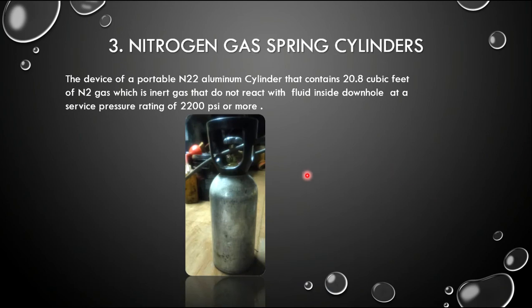Number three is the nitrogen gas cylinder, the cylinder itself. It is a portable cylinder containing 20.8 cubic feet of nitrogen gas, which is an inert gas. It does not react with the fluid inside the well, at a surface pressure of 2000 psi or more. Why do we use nitrogen gas? Because it is inert, it doesn't react with the fluid inside the well.